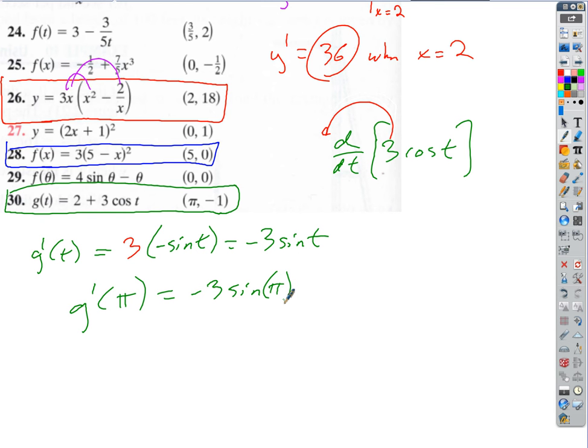What's the sine of pi? 0, right? Unit circle, sine's a y component, so we just end up with 0.